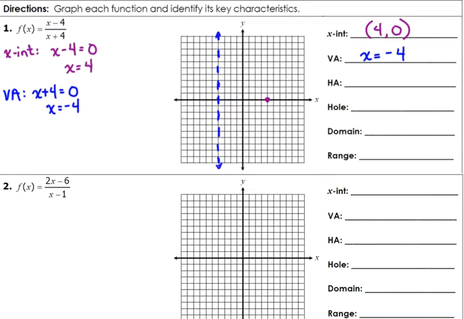All right, next one, horizontal asymptote. We compare the degree of the numerator to the degree of the denominator. What's the degree of our numerator? 1, right? We just got x. What's the degree of the denominator? 1. They're the same, so we take the ratio of the coefficients. We didn't have any coefficients here, so it's just 1 and 1. x is the same as 1x. So 1 over 1 is 1. So our horizontal asymptote here is y equals positive 1.